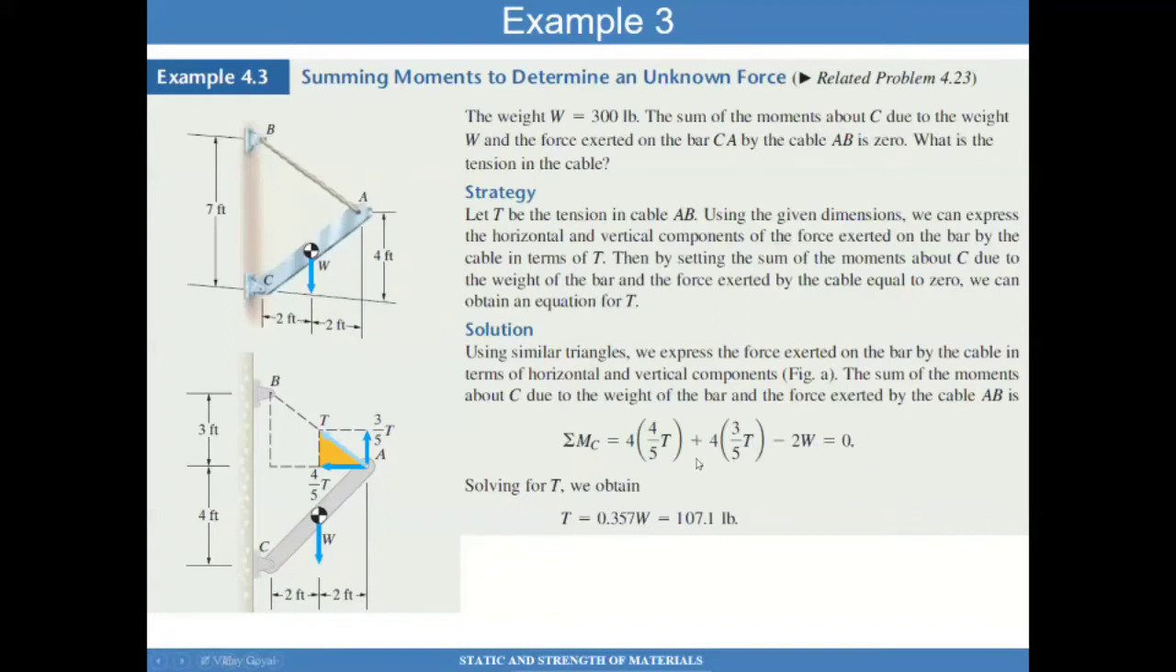Because the problem statement says that the sum of moments about C is 0 due to all these forces, I can now solve for T, and T gives me 0.357 times weight. I know the weight is 300 pounds, so the tension on the cable must be 107.1 pounds for the moment to be 0 about C. So that's a good problem because it shows how the sum of moments about a point can be used to determine an unknown force.